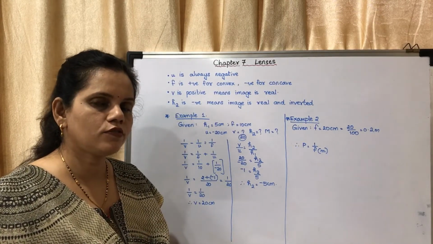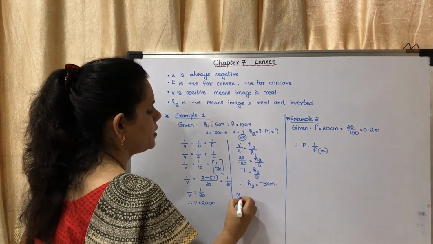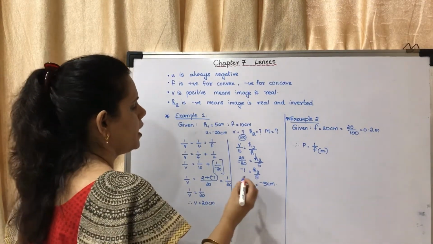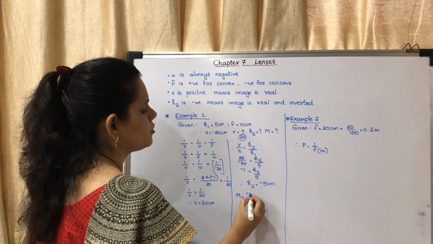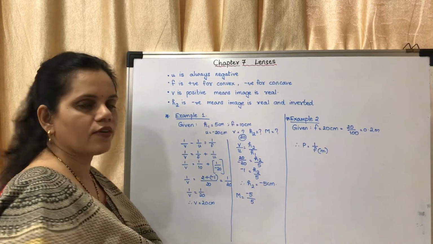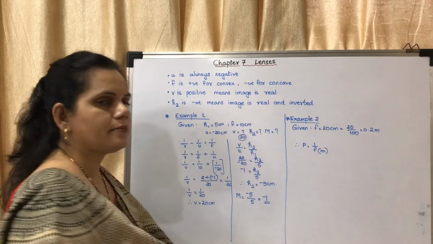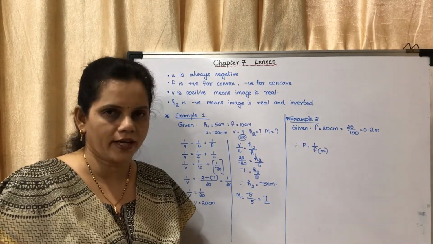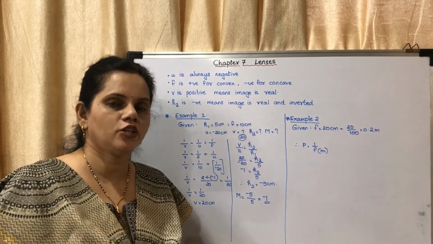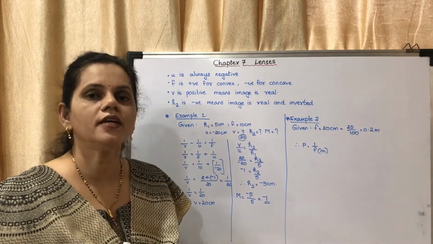Now what else we have to find out? We have to find out the value of m. So m is equal to V upon U or H2 upon H1. How much is H2? It is minus 5. How much is H1? It is 5. So minus 5 upon 5, so you will get minus 1. So what is the magnification? The magnification is minus 1. In this case you may see that the height of the object is equal to the height of the image.